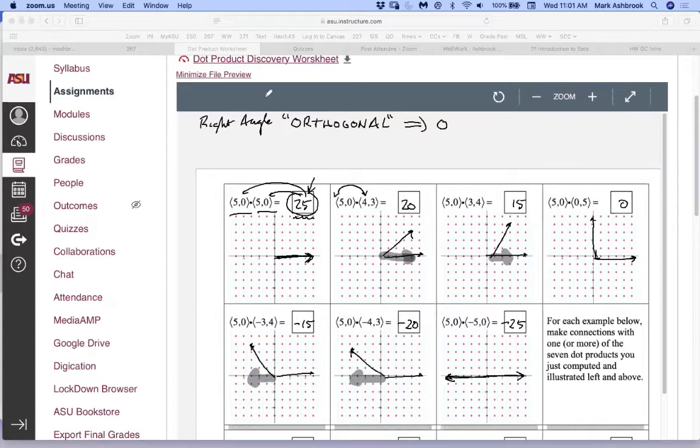Okay, so let's kind of summarize this. The meaning of the value of the dot product is going to be important as it's applied to lots of different concepts throughout the course.